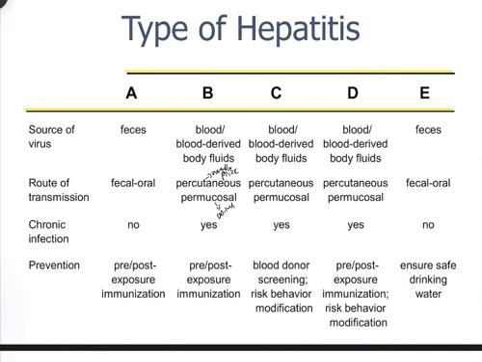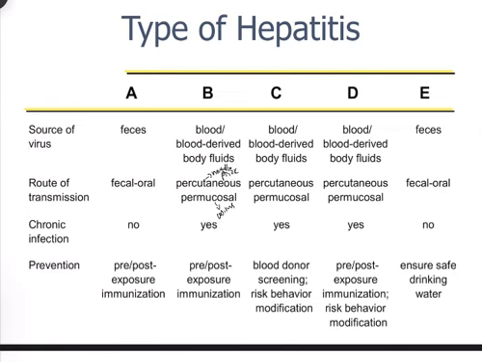Okay? Then, HEPA D, same with your HEPA B as to the source of virus, route of transmission, chronicity of infection, prevention, also same with HEPA B. This can also be related to co-infection. Then your HEPA E, no, this can be from your feces. No, the route of transmission is fecal-oral or ingestion. The infection is not chronic. Prevention is ensure safe drinking water and food. Cook your food thoroughly.